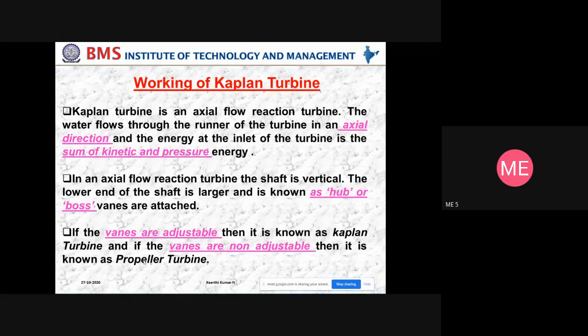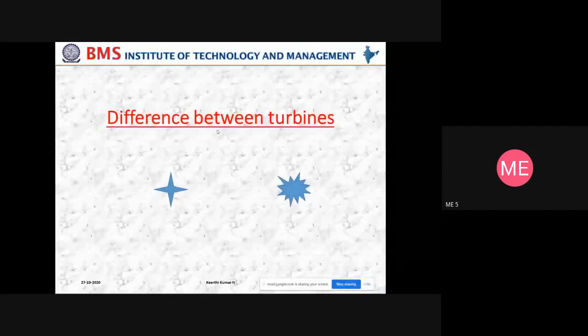I hope this point helps you to differentiate the propeller and the Kaplan turbine, because if I see the center portion of the Kaplan turbine as well as the propeller turbine, I cannot differentiate. If the vanes are adjustable, then we are going to call it a Kaplan turbine. If it is not adjustable, if it is welded and fixed permanently, then it comes under propeller turbine. And this is about the draft tube.